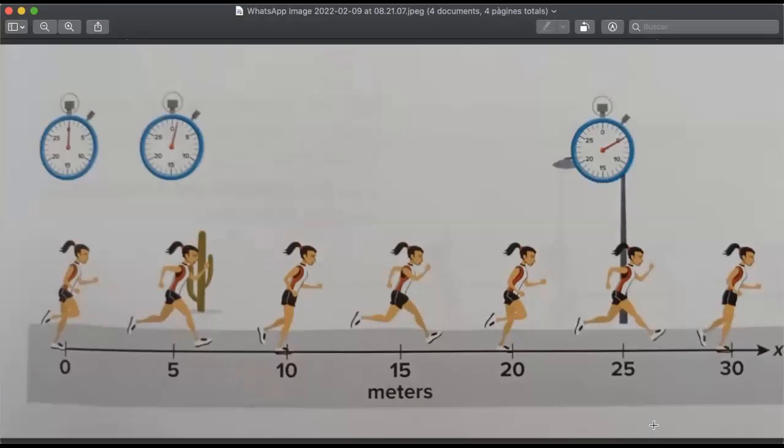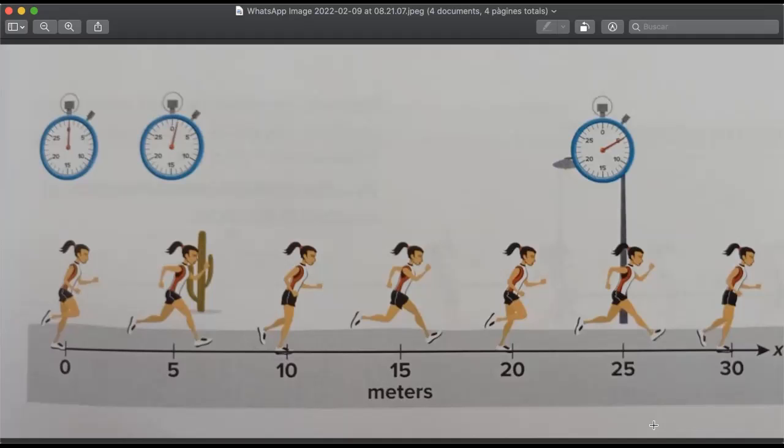So remember our imagination at the beginning of this lecture, okay? We have the runner at the 0 point. Of course, look at the stopwatch. At the 0 point, the time will be 0. At 5 meters will be the cactus from the origin point. But if you look at the stopwatch, the measurement is 1 second.